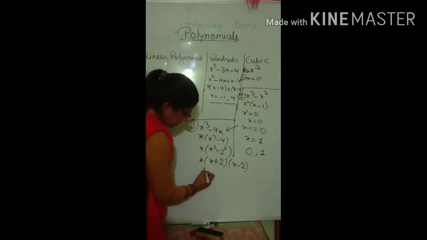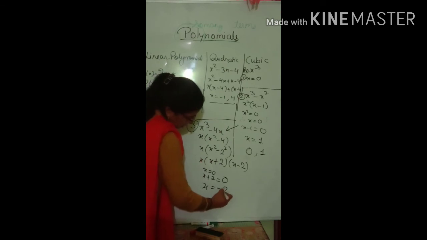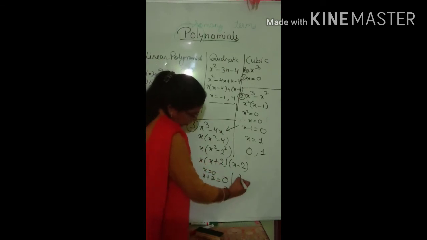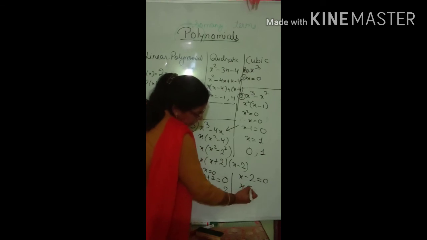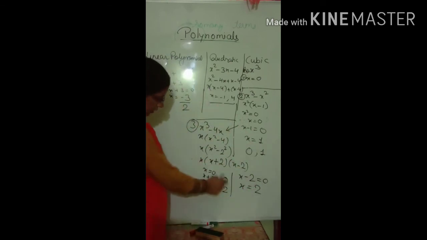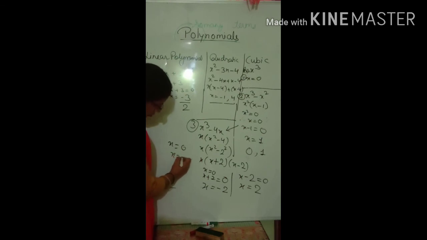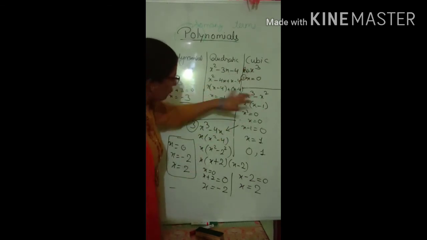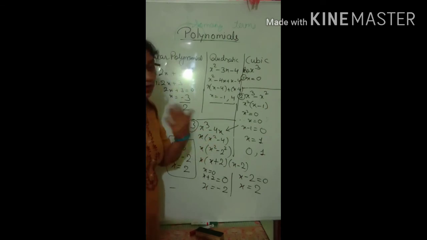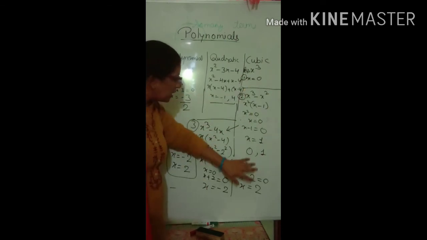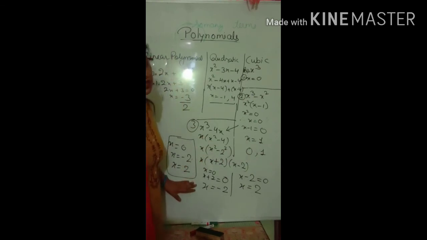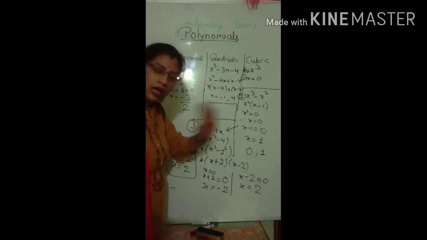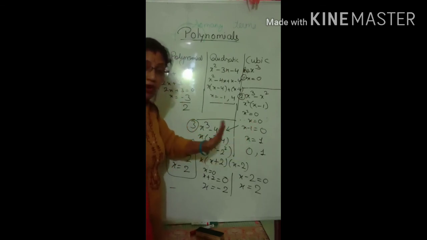So for the first, x equals 0. For x plus 2 equals 0, what should be the value of x? x equals minus 2. Then for x minus 2 equals 0, what should be the value of x? x equals 2. So how many zeros are there? x equals 0, x equals minus 2, x equals plus 2. 3 zeros. So if we are taking different cubic polynomials, we are having different numbers of zeros. We can have 1 zero also, we can have 2 zeros also, we can have 3 zeros. But maximum 3 zeros. More than 3 zeros we cannot have. Not possible.